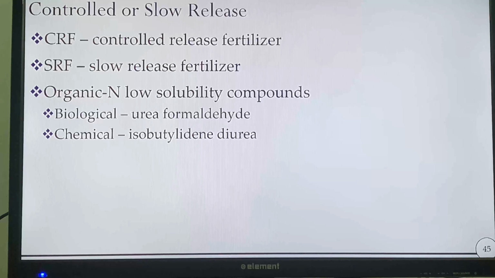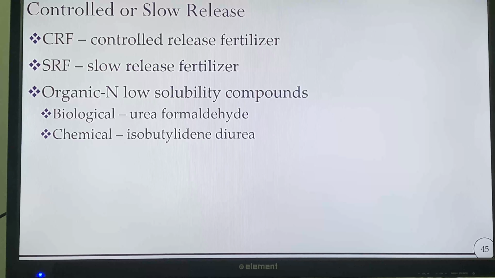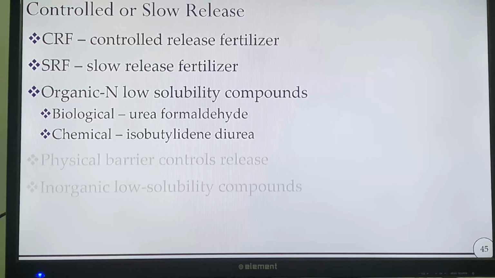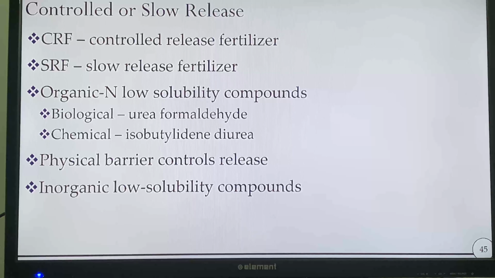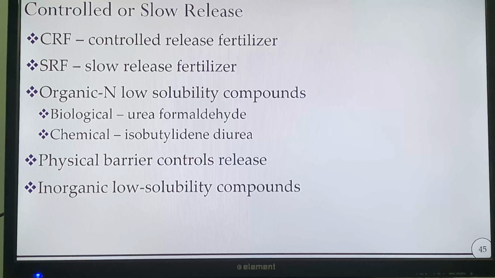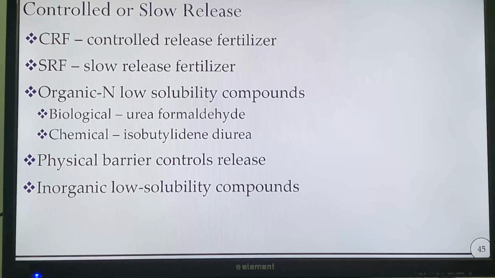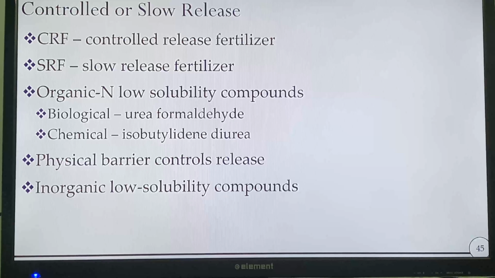Now, we tend to consider urea a synthetic fertilizer when we think about the way that we go about creating it, but one of the components or designations for being organic is that you have carbon, and there is carbon in urea, so you might be able to get by with that on a technicality. And so what these have is a physical barrier that actually controls the release with these inorganic low solubility compounds, and this physical barrier can be releasing those nutrients, primarily the urea, based on some weathering process, or it might be temperature that opens those pores and allows the release of that fertilizer.